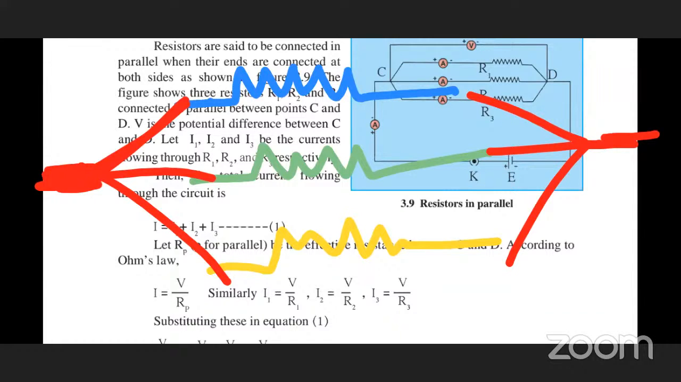So in series, every resistor is connected to another resistor directly. Okay, one after the other. The connections are direct. And here in case of the resistors in parallel, all the resistors meet at a particular point.